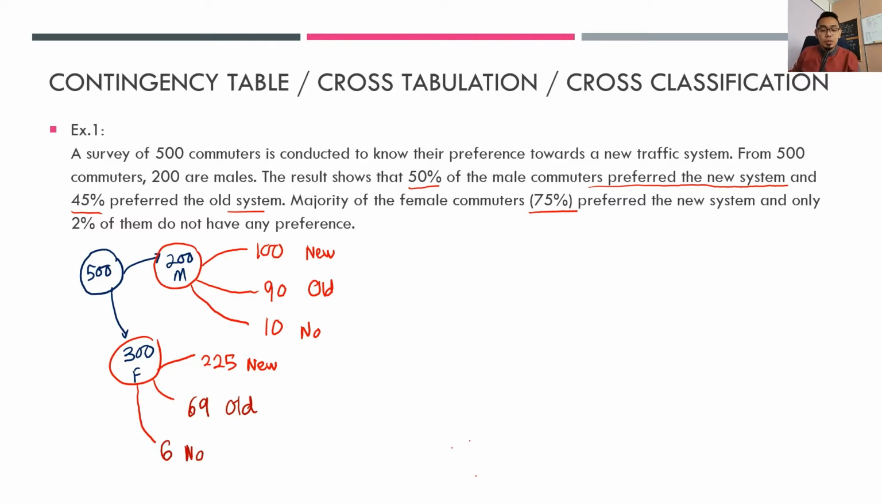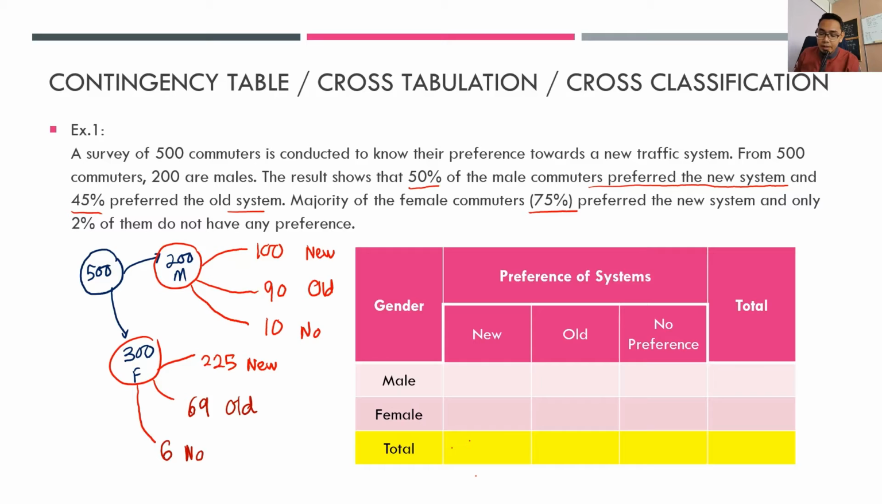So now you want to put this in the cross or contingency table. Our table will be something like this. Look at the mind map that we have just written. For the male, new will be 100, old 90, no preferences 10, so the total of them will be 200. And then we have female: new 225, old 69, and no preferences 6, and the total would be 300.